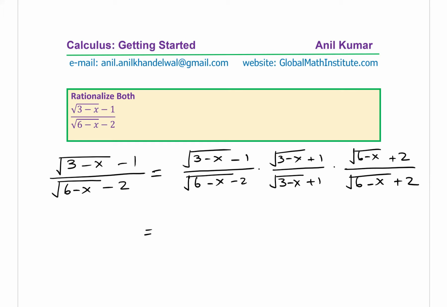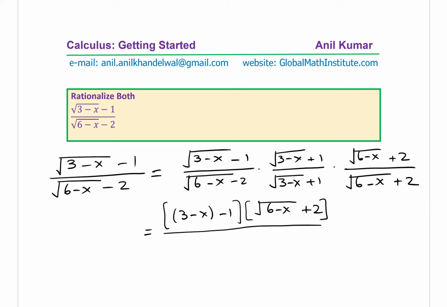Now here we get difference of squares, so we get 3 minus x minus 1, right? So that is one part. This is going to be multiplied by square root of 6 minus x plus 2. In the denominator, difference of squares of 6 minus x will be there. So 6 minus x will become squared, square root will vanish, and we get 2 squared, which is 4, right? So minus 4 times the 3 minus x square root plus 1. Is that clear to you?